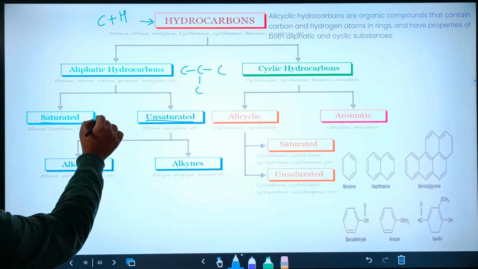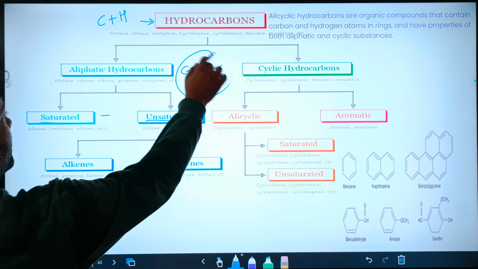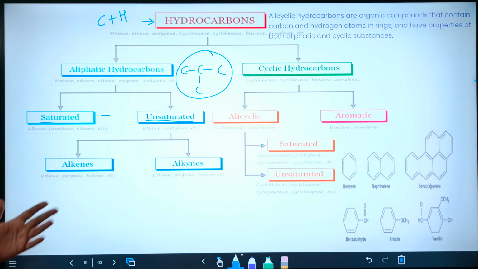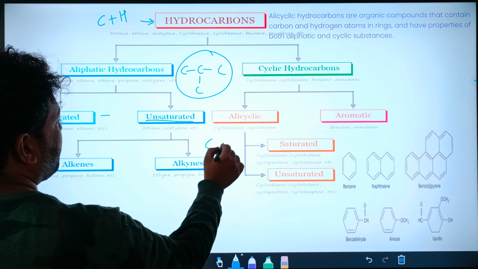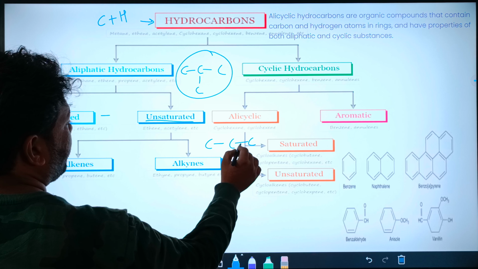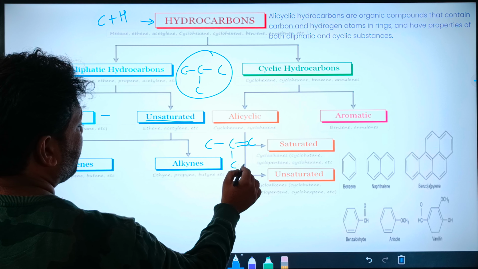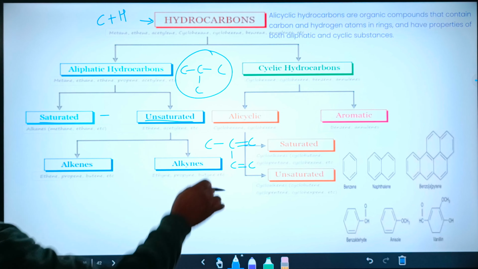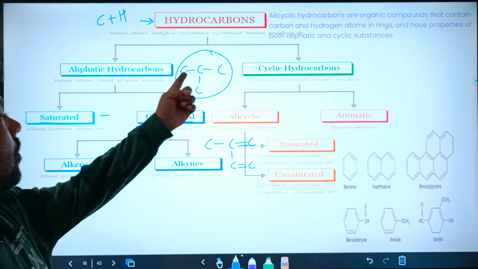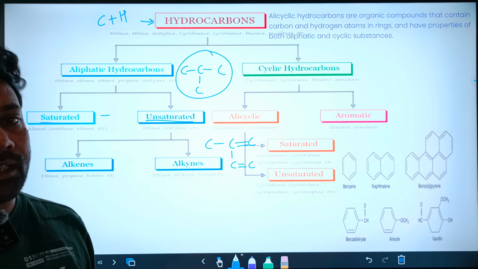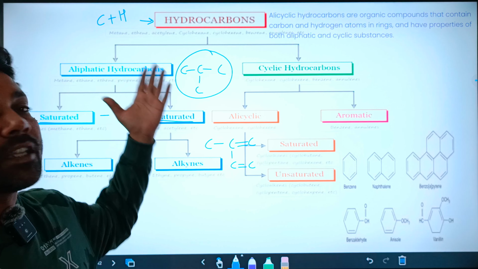Saturated means only single bonds, like here I have shown; this is a saturated hydrocarbon, it has only single bonds in it. But if I make a compound which may have one or multiple double bonds, we call it unsaturated. So if only single bonds are present, we call it a saturated compound, or you can say saturated hydrocarbon, or a saturated organic compound.